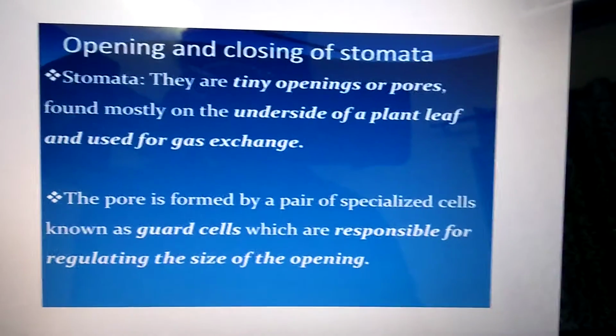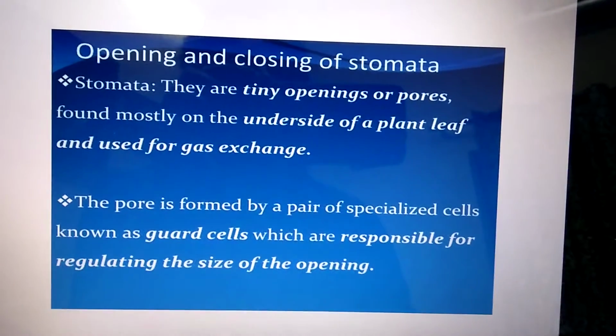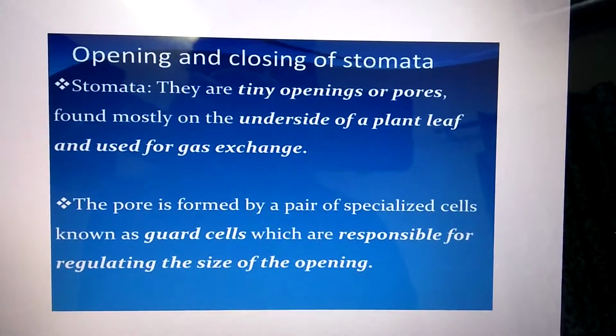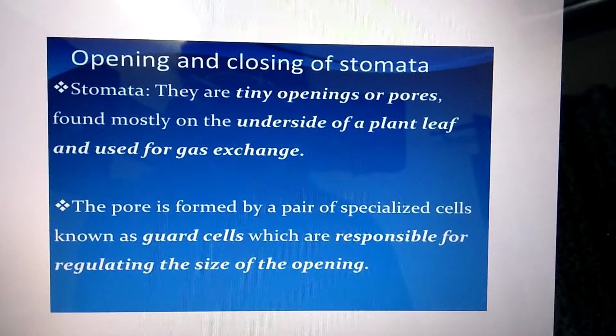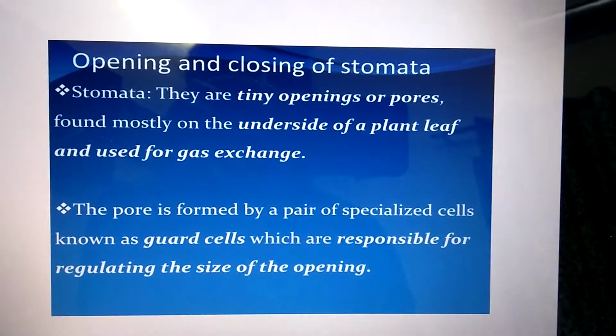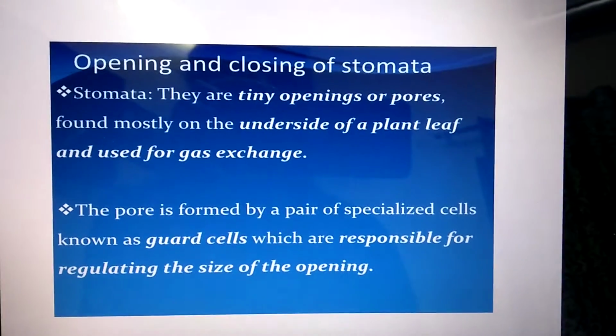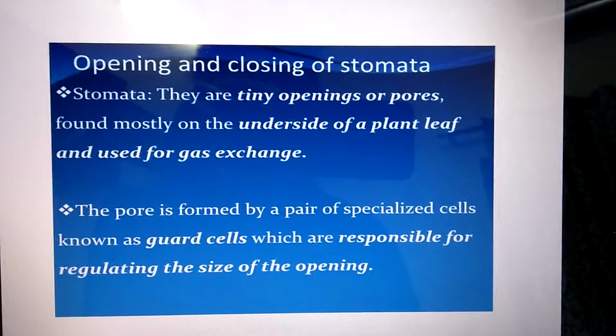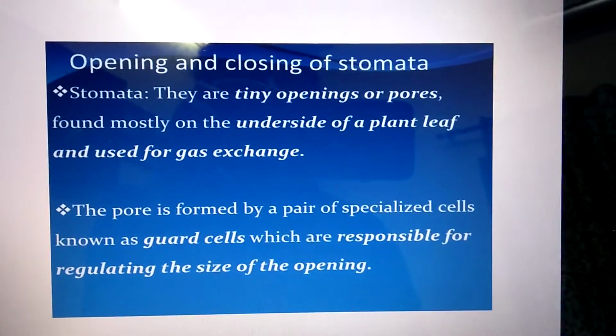Now the important concern for us is to know how this stomatal opening, this pore का opening, regulates. ठीक है. ये pore की opening कैसे regulate होती है, that is an important concern for us. So our next topic is opening and closing of stomata. So first of all, we'll come to know what stomata is.